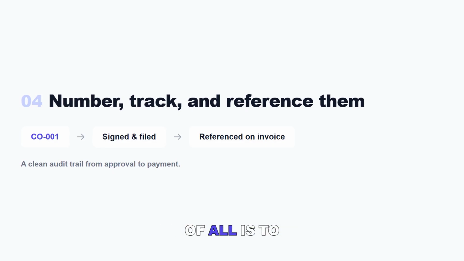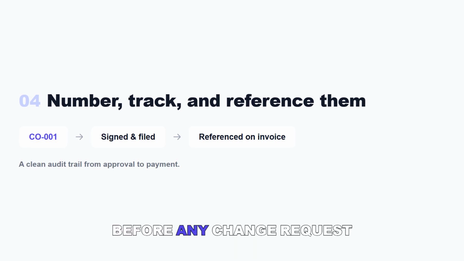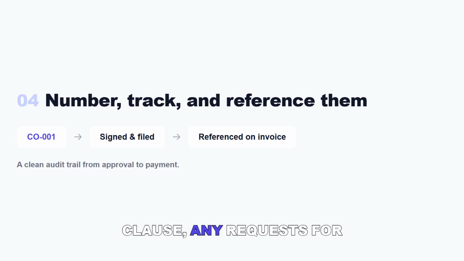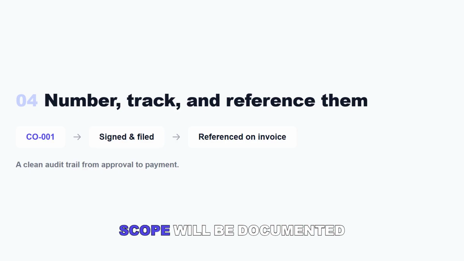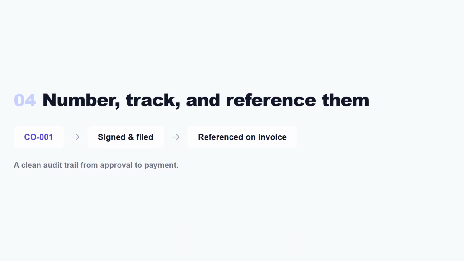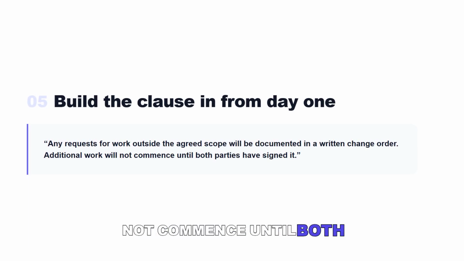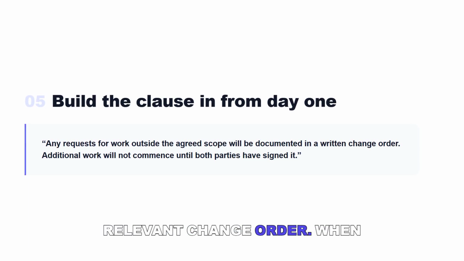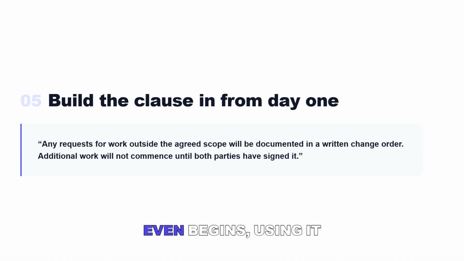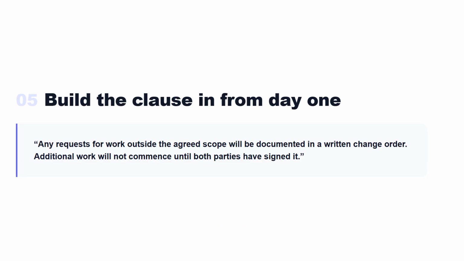And the best move of all is to build the change order process into your contract from the very start, before any change request arrives. Include a simple clause: any requests for work outside the agreed scope will be documented in a written change order specifying the additional work, cost, and timeline impact. Additional work will not commence until both parties have signed the relevant change order. When clients know the process exists before the project even begins, using it feels completely routine instead of confrontational.